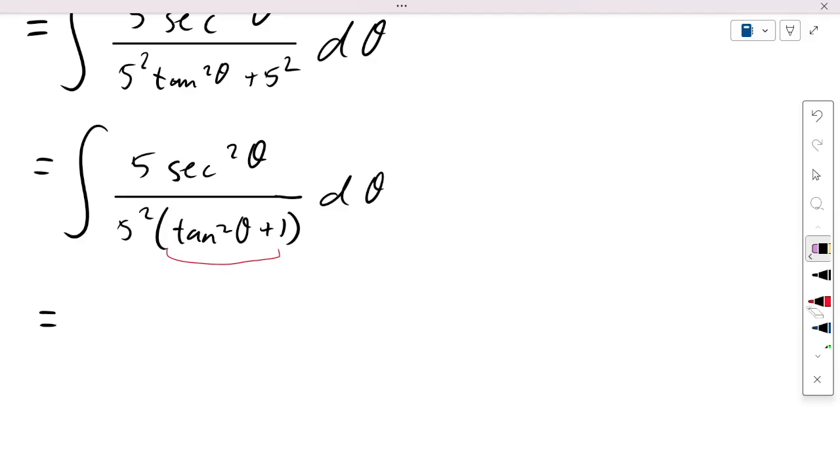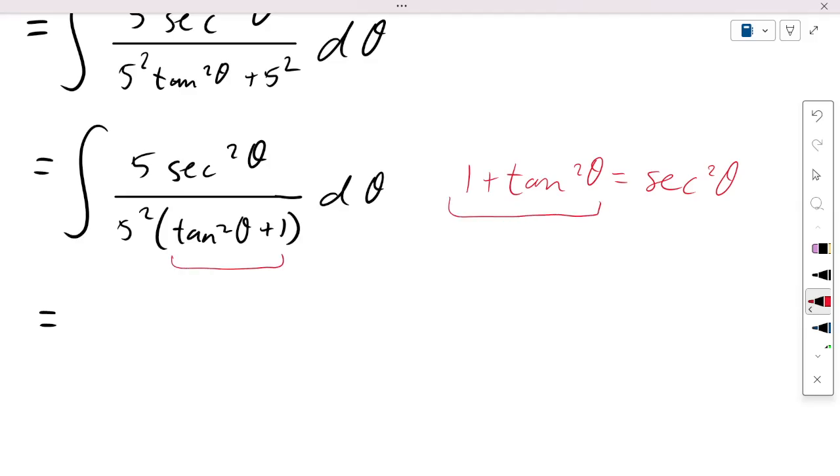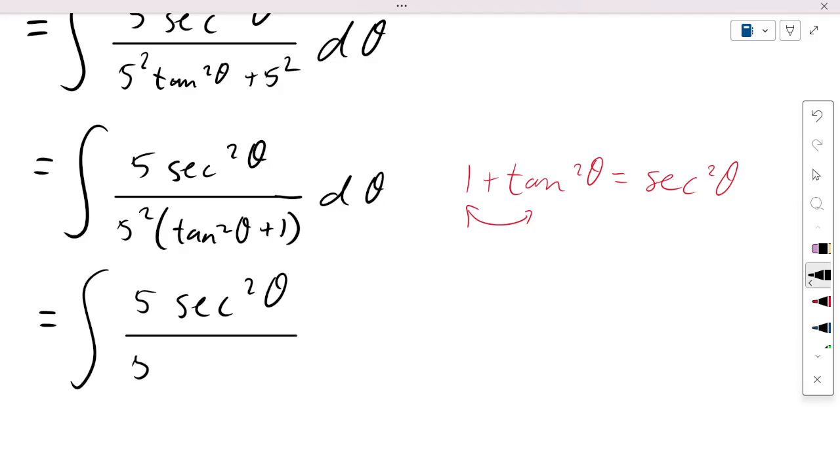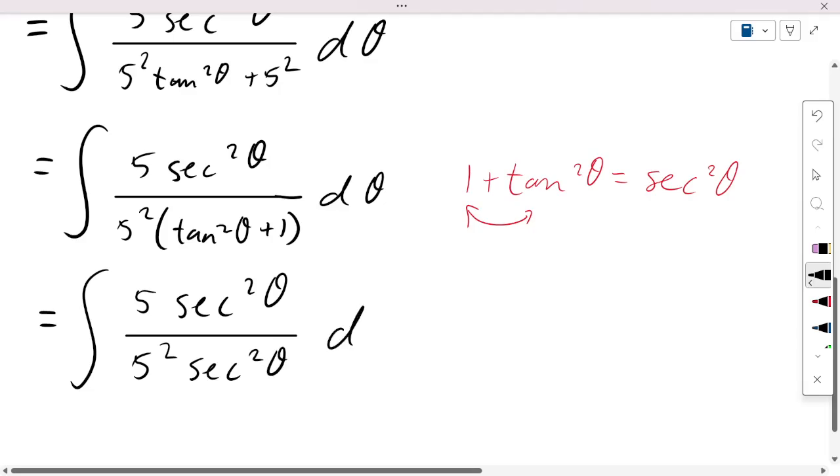This is a part of our identity that tells us that 1 plus tan squared theta is equal to secant squared theta. Obviously this is exactly the same as this, because it's an addition and it's commutative, meaning the order does not matter. It will still equal secant squared theta. Therefore, this bracket will just be equal to secant squared theta. So it'll be the integral of 5 secant squared theta divided by 5 squared multiplied by secant squared theta, with respect to theta.